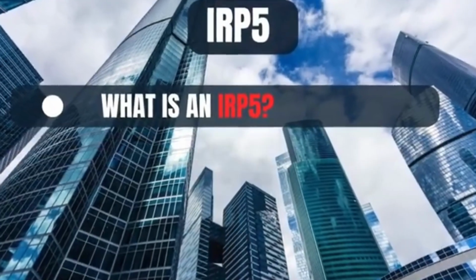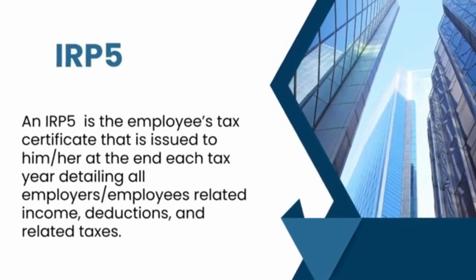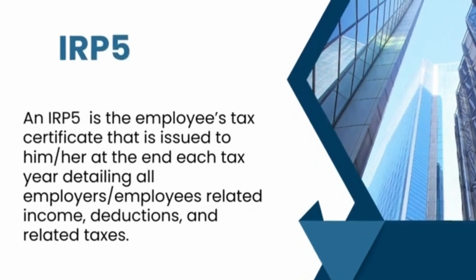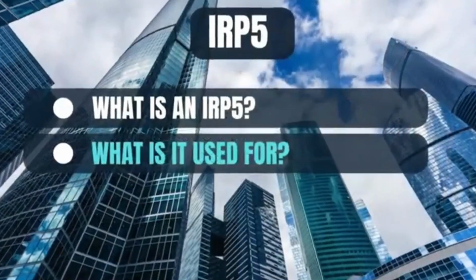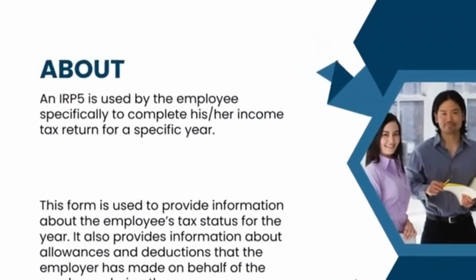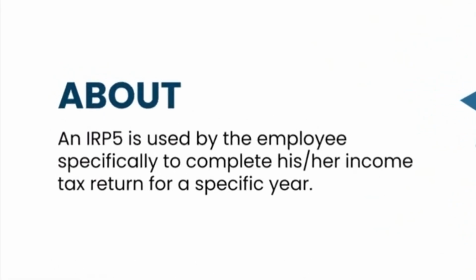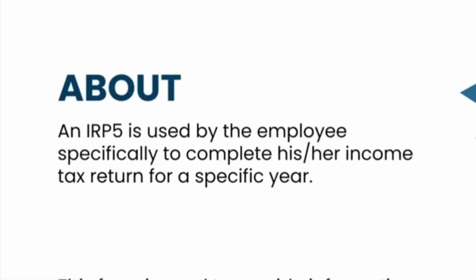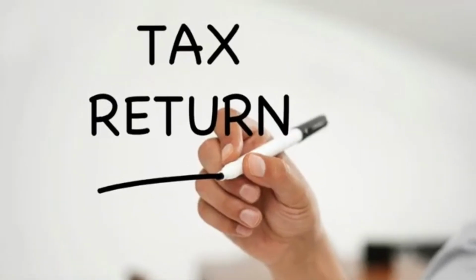Explain to me, what is an IRP5? Number one, an IRP5 is a tax certificate that an employer gives to an employee. This certificate details your income, your deductions, and all the taxes that you have paid for that year. What is the use of an IRP5? An IRP5 is a document that provides information about the deductions and allowances that the employer has done on behalf of the employee. It gives the employee that document so that the employee can do their tax returns.